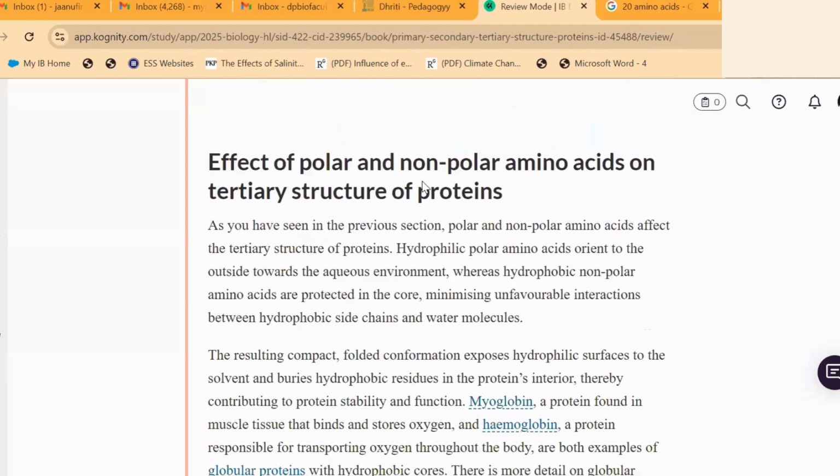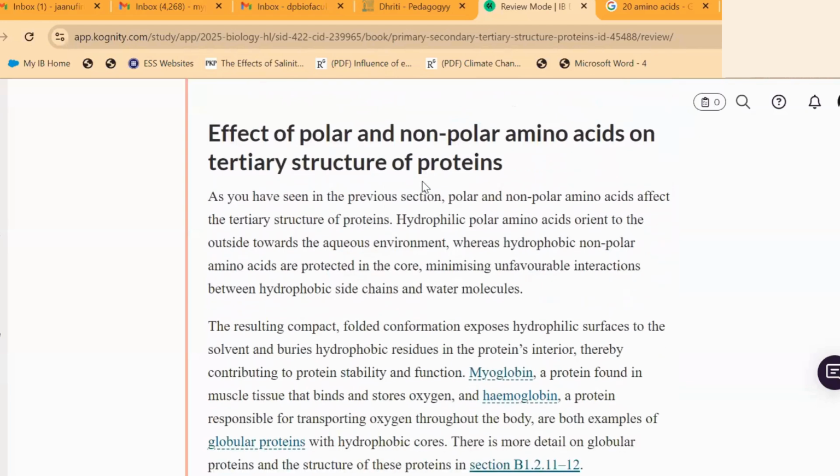And so what is the effect of polar and non-polar amino acids on the tertiary structure of a protein? How do they influence the tertiary structure? Now, we just now had a thing, right? How is this polar and non-polar amino acid determining the tertiary structure of a protein? It just determines the shape of it.